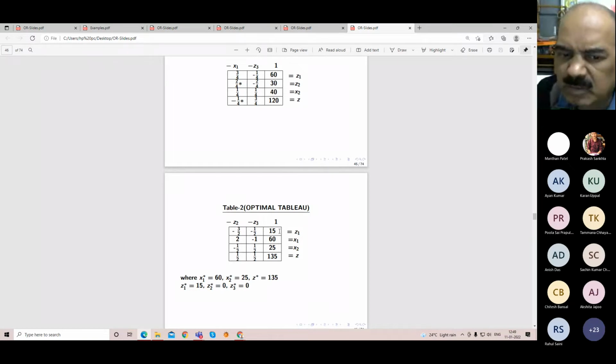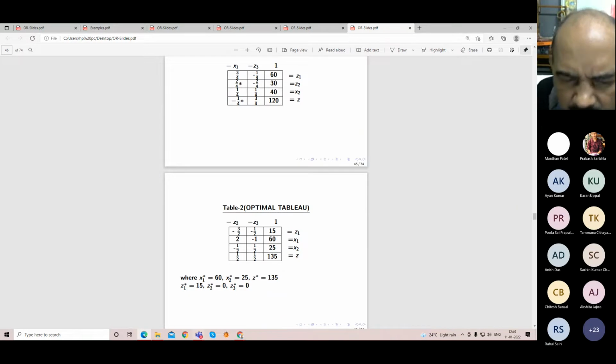This is coming as 15. So the second row we have completed. Third row: 2 by 4 into 40 minus 2 by 4 into 40 minus 1 by 4 into 30, divided by 2 by 4. This is becoming 25. And you can see here in the position 120: 2 by 4 into 120 minus, plus 1 by 4 into 30, divided by 2 by 4. This is coming as 135.